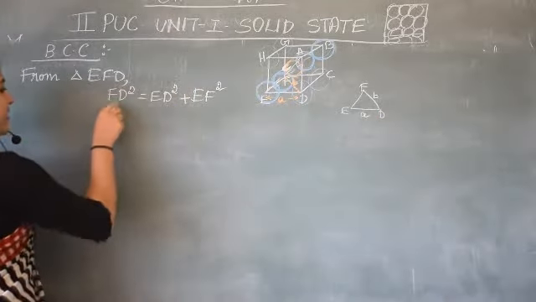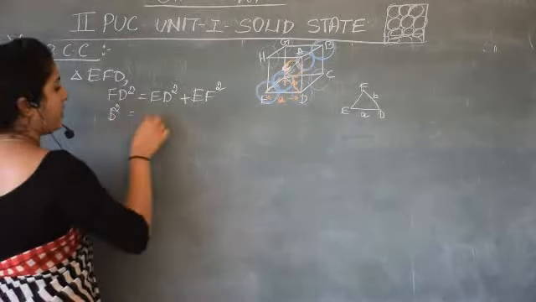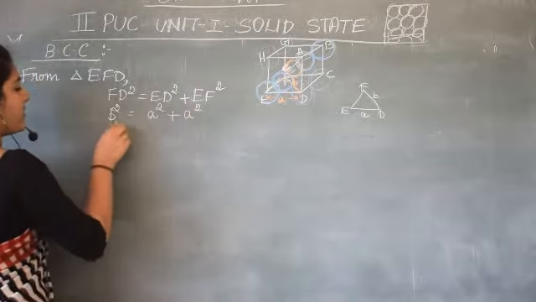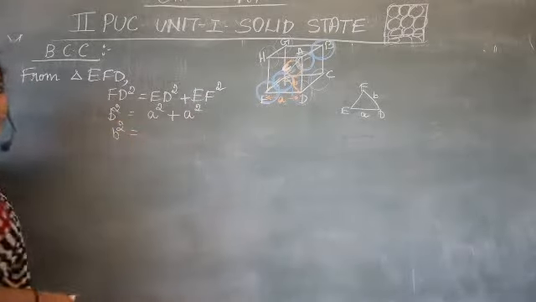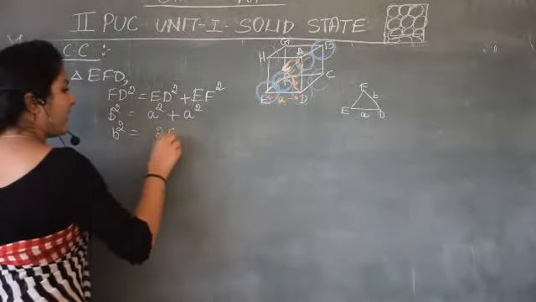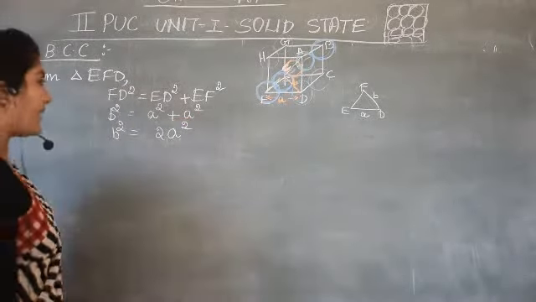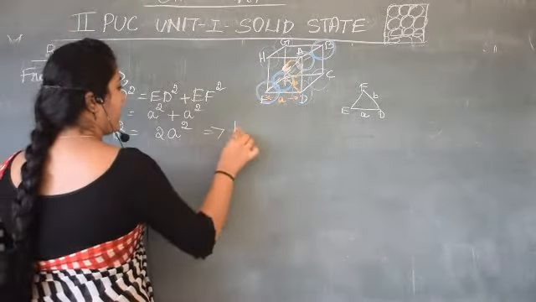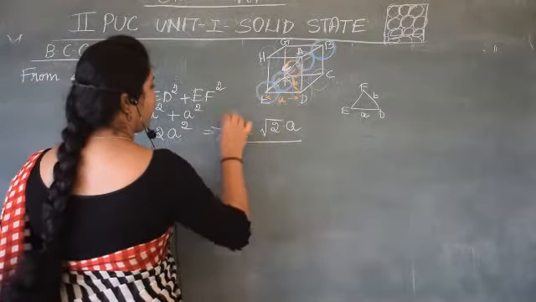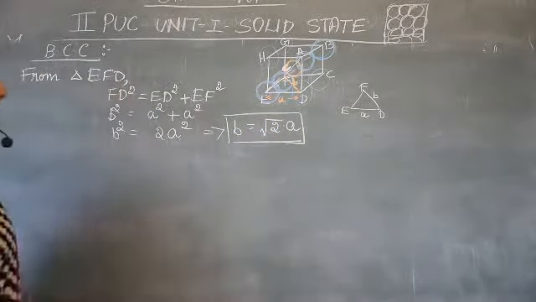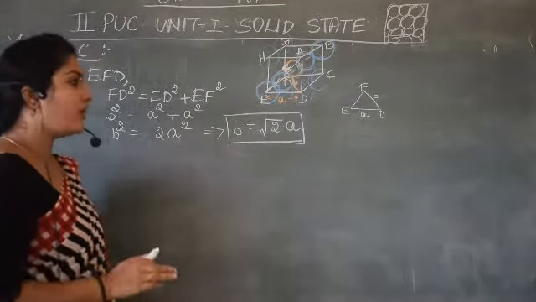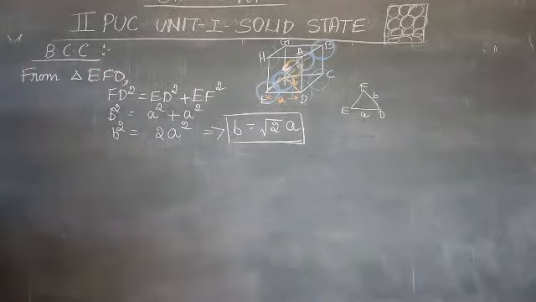FD square means B square is equal to A square plus A square. It becomes B square is equal to A square plus A square, which is 2A square, that implies B is equal to square root of 2 into A. Am I right? This one you have got. I'll tell you where you're going to substitute all these. So that was one triangle which we considered.